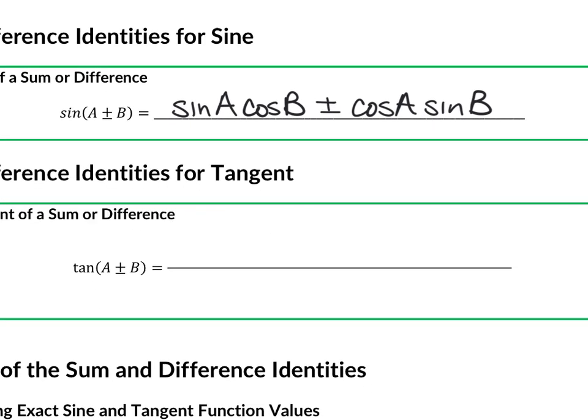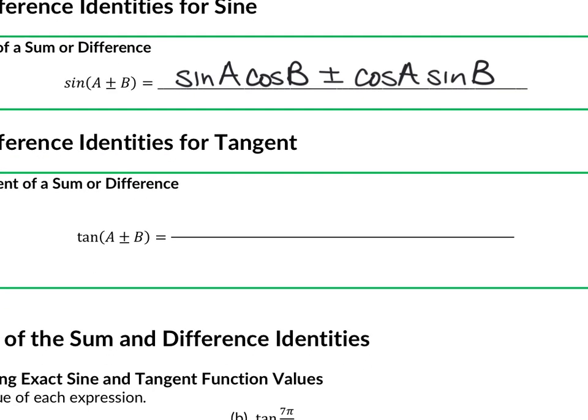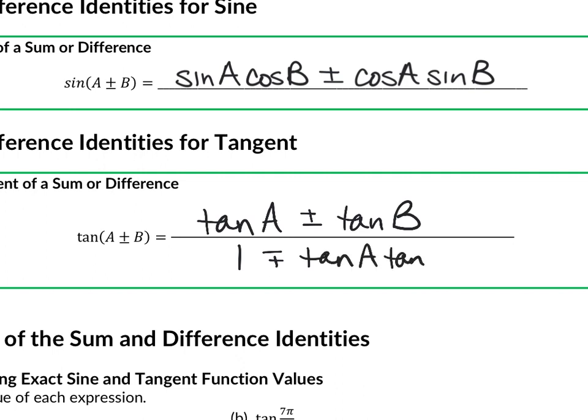Tangent has a more complicated but still really easy to use formula. The formula is tangent of A plus or minus B is the tangent of the first angle plus or minus the tangent of the second angle, all divided by 1 minus or plus the tangent of A times the tangent of B.